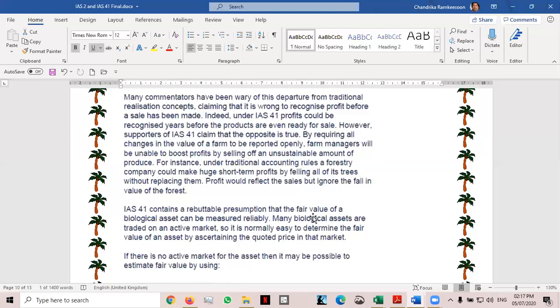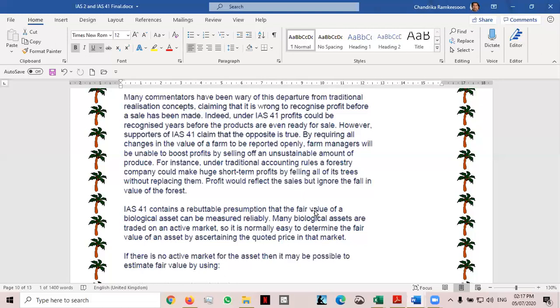For instance, under traditional accounting rules, a forestry company could make huge short-term profits by felling all of its trees without replacing them. Profit will reflect the sales but ignore the fall in the value of the forest. So the supporters of IAS 41, I guess, what it boils down to is that it's expected. In other words, nothing can be done about it. It will happen.